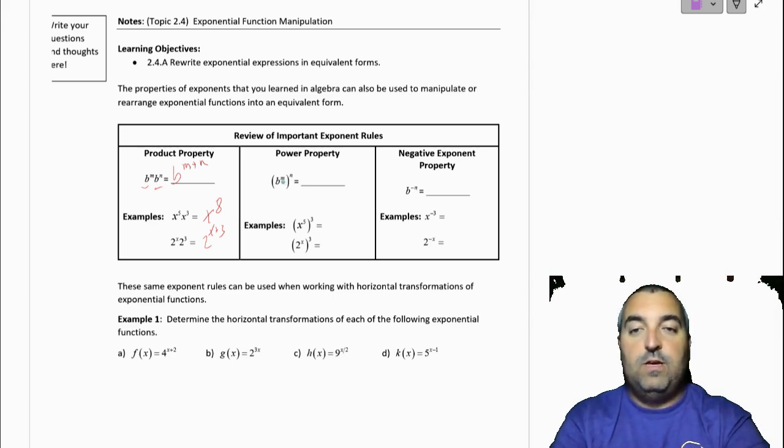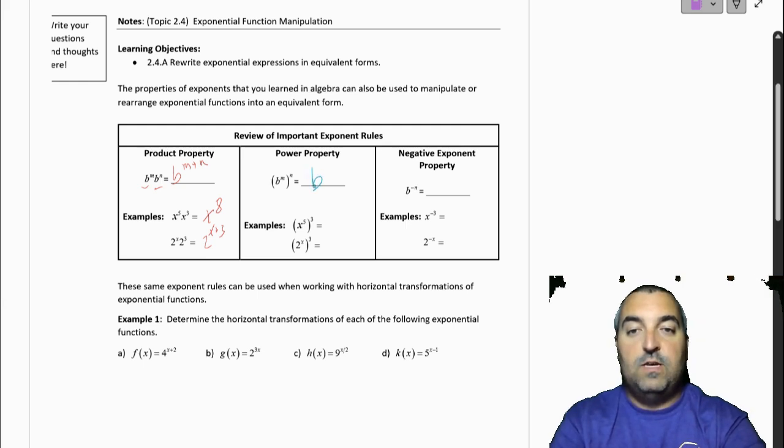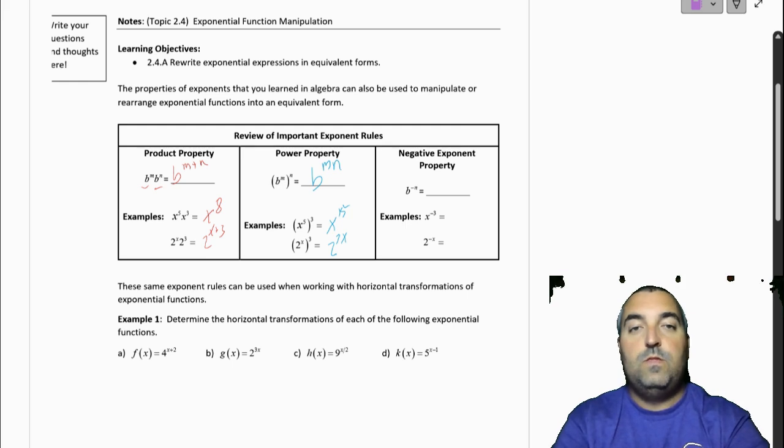The power property is when you have an exponent with another power on the outside of parentheses. The way this one works is you multiply those two numbers together. So here, x to the fifth to the third is x to the 15th. And then here, 2 to the x to the third is 2 to the 3x.